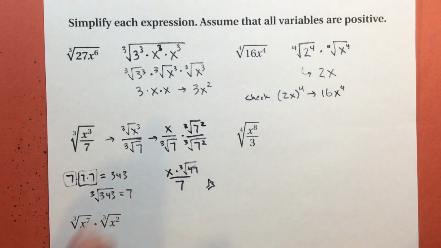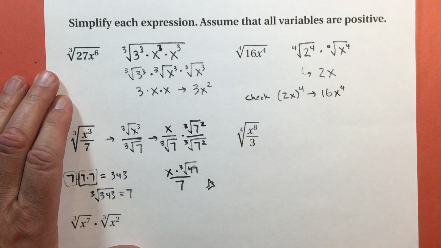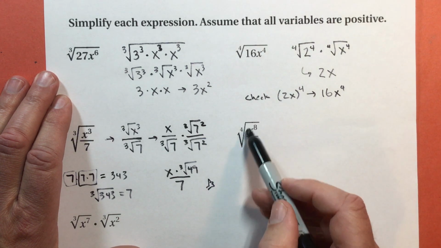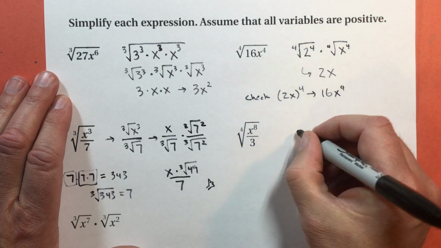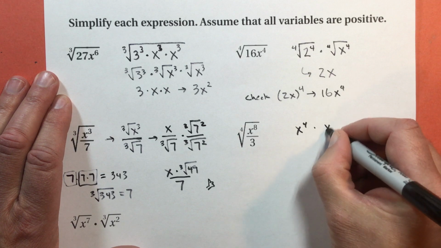Let's look at this problem. While you're thinking about that one, and it's still kind of simmering a little bit, let's do this one, and then we can compare and contrast. So now I've got the 4th root. I want to break these things into powers of 4. X to the 8th power is x to the 4th power times x to the 4th power.